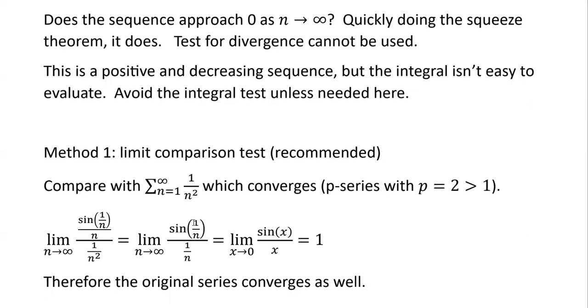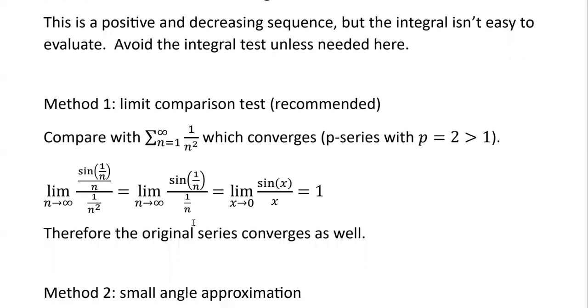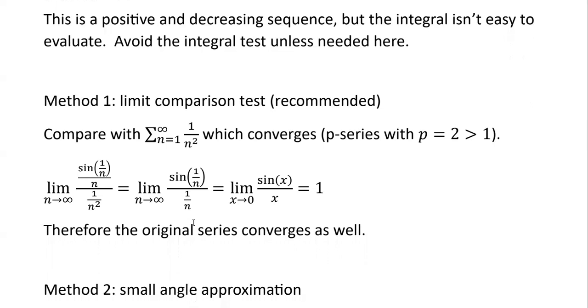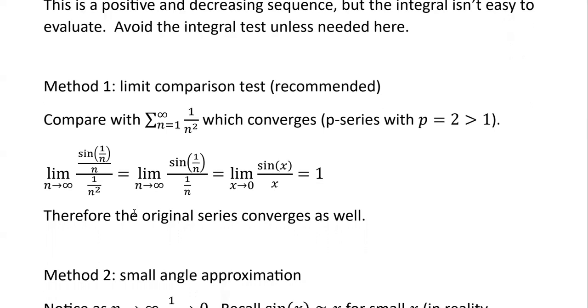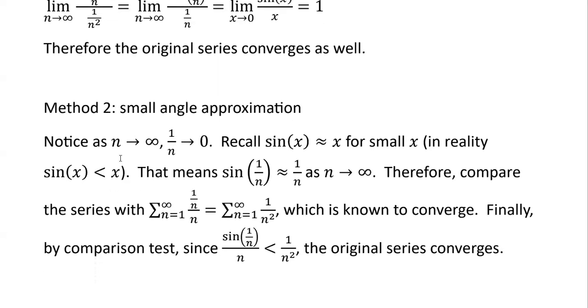There's another method that I've seen some teachers go over. It's the small angle approximation. This is a very physics topic, because the small angle approximation is used for optics and diffraction, if I remember correctly, and all that stuff, okay? So here is what it is. Notice as n approaches infinity, 1 over n approaches 0, kind of what we were saying up here, right? Recall that sine x is approximately equal to x for very small values of x. And in reality, it's actually a little smaller, but this is why we call it an approximation. It's usually good enough, okay?